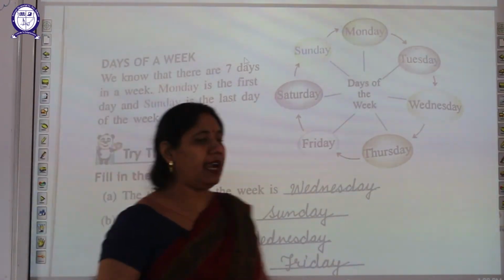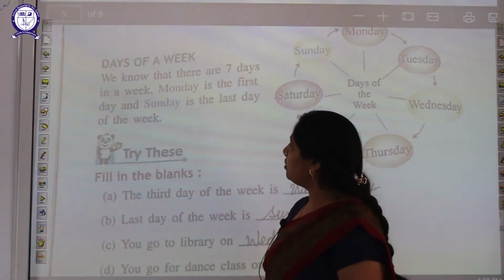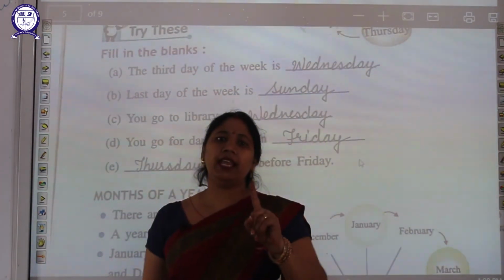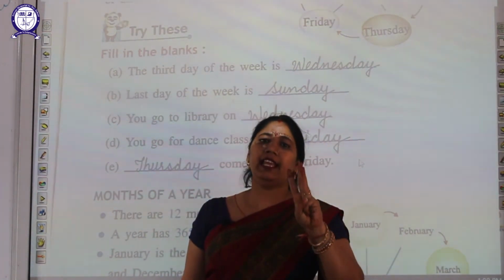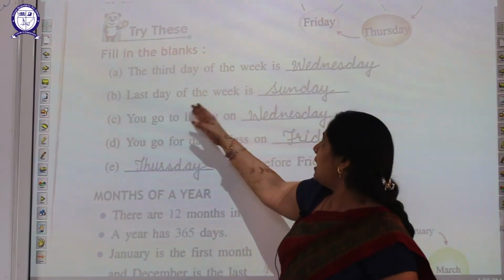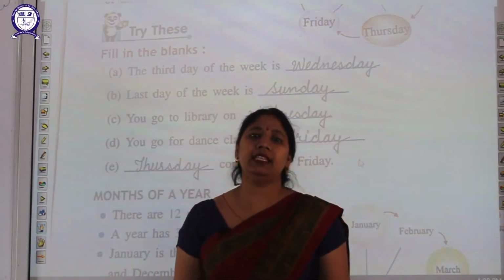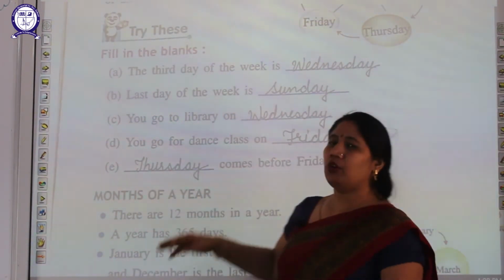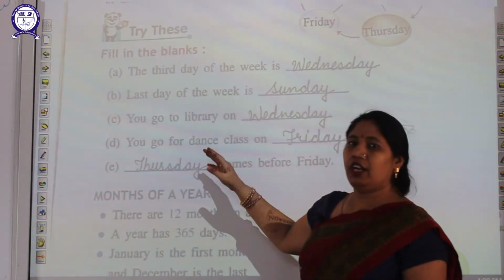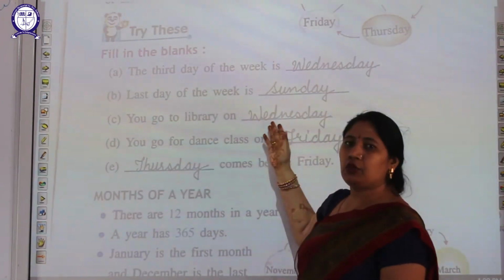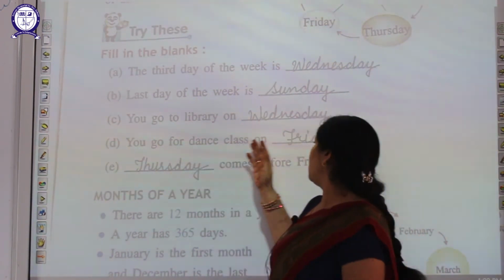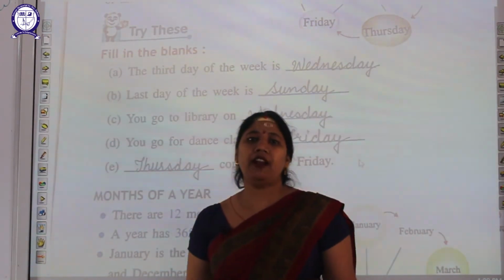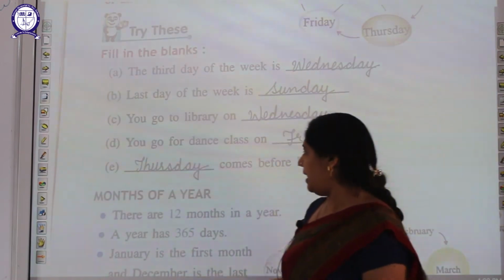So come, let's do the exercise based on the days of week beta. The third day of the week. First day is Monday, second day Tuesday and the third day is Wednesday. Last day of the week. Very good. Sunday is the last day of the week. You go to the library. This depends on your school timetable. According to your school timetable, the library period is on Wednesday. The dance class is on Friday and Thursday comes before Friday.